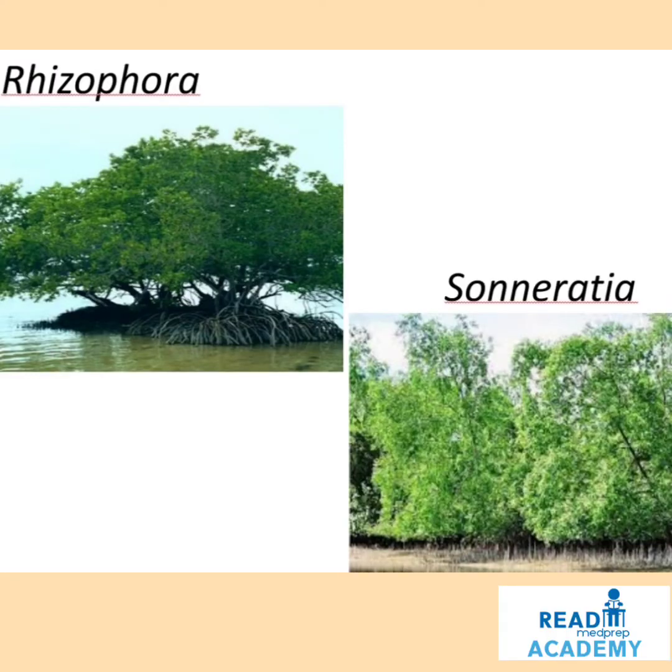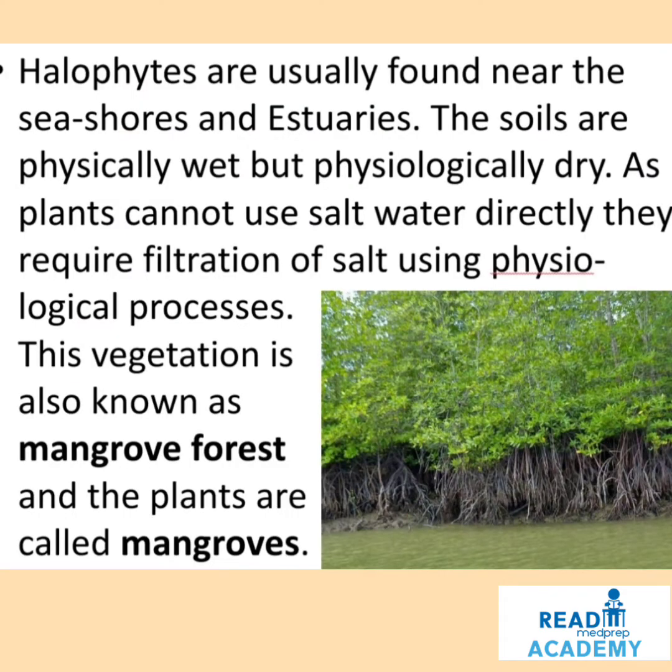In this image on the left side you can see the Rhizophora, and on the right side you can see the Sonneratia. Halophytes are usually found near the seashores and estuaries. The soils are physically wet but physiologically dry. As plants cannot use salt water directly, they require filtration of salt using physiological processes. This vegetation is also known as mangrove forest, and the plants are called mangroves.